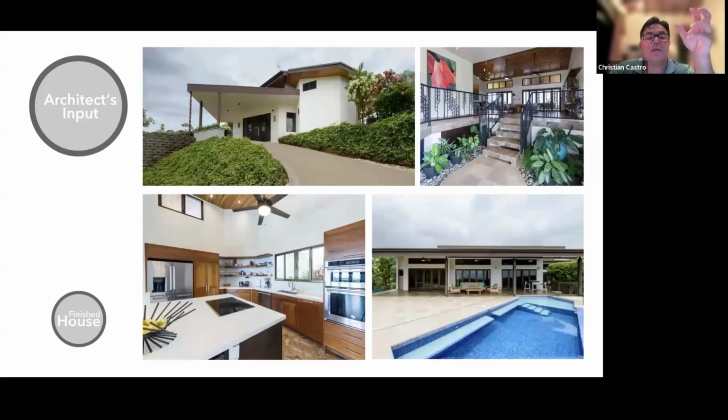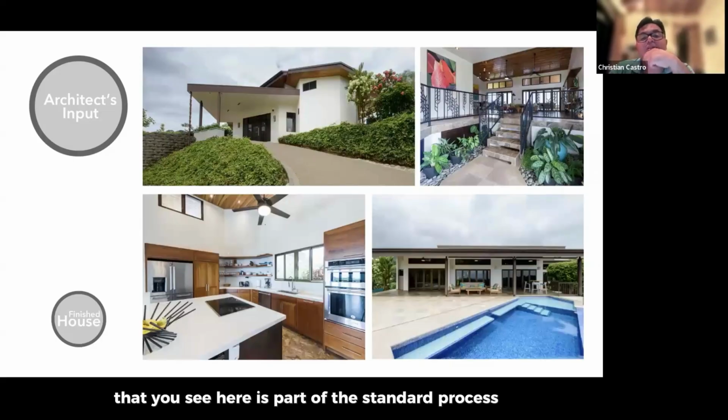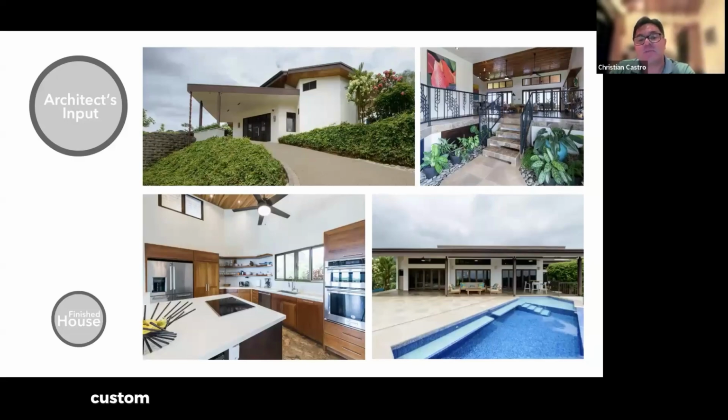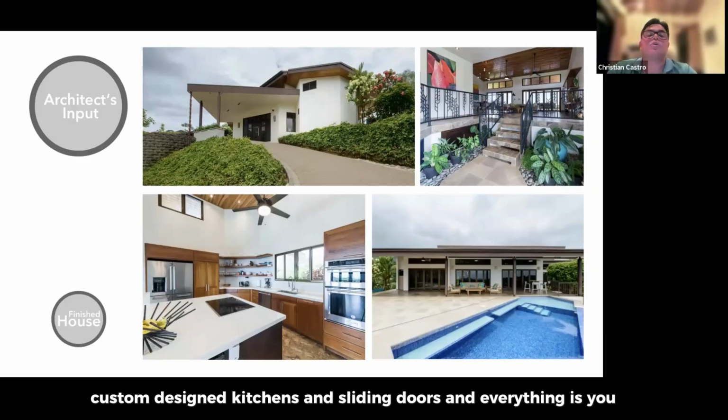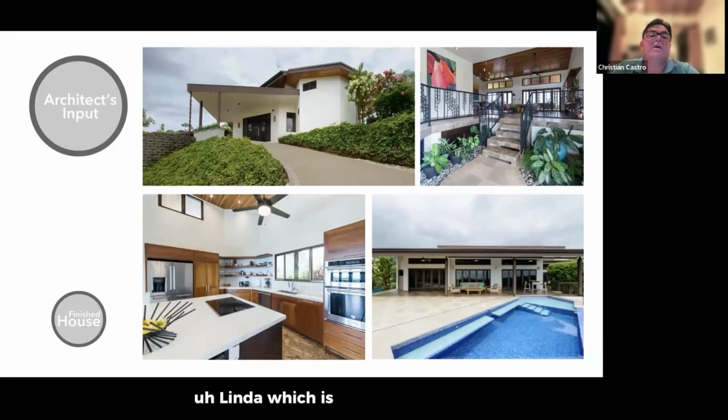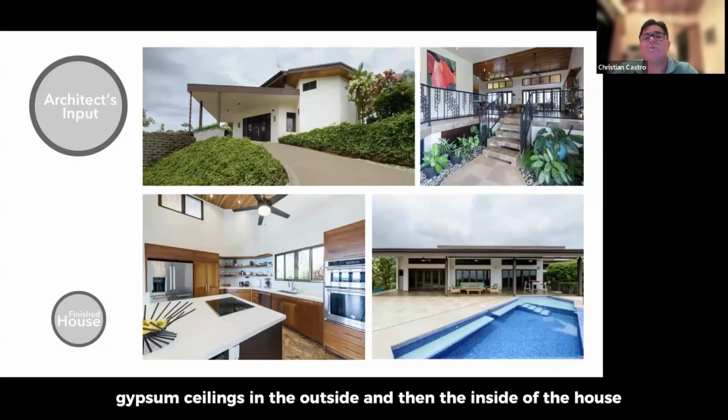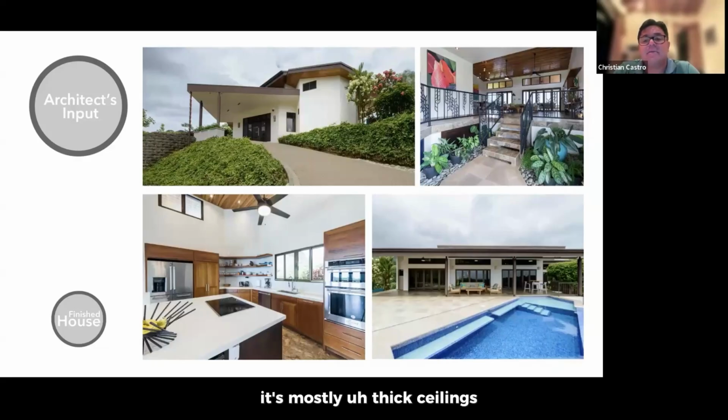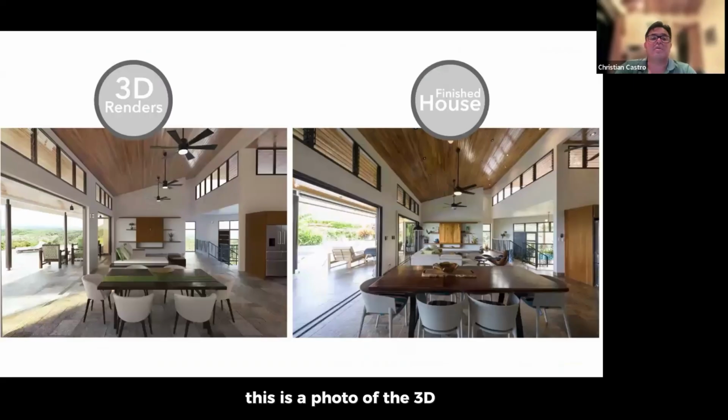Everything that you see here is part of the standard process of construction. We have solid wood cabinets, custom designed kitchens, and sliding doors. Linda, who is the owner of this house, decided to have gypsum ceilings on the outside, and on the inside of the house it's mostly thick ceilings. This is a comparison of the 3D rendering and the real house. On the left, you have the 3D rendering, and on the right, you have the finished house.